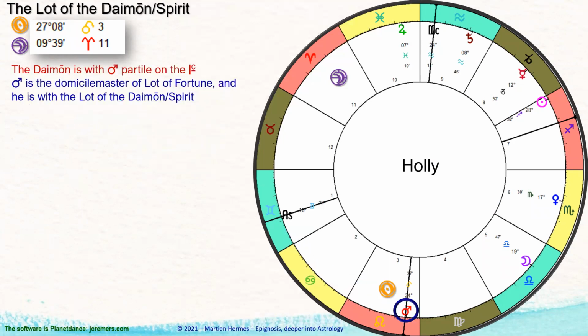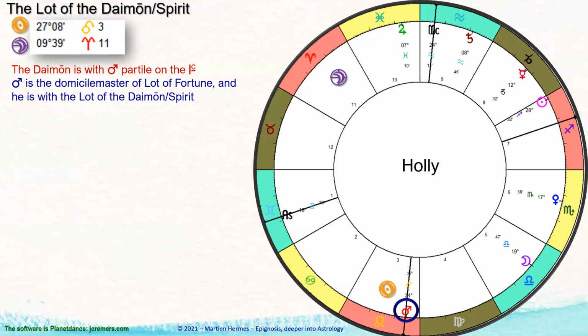So as you can see, the lot of daimon is pretty near to the planet Ares, Mars, and Mars itself is partile on the IC, the start of the fourth place in modern astrology, but this is the third place, the third image as counted from the ascendant, which has to do with the topics of the third place. But because the IC is there, it's also relevant for the fourth house issues.